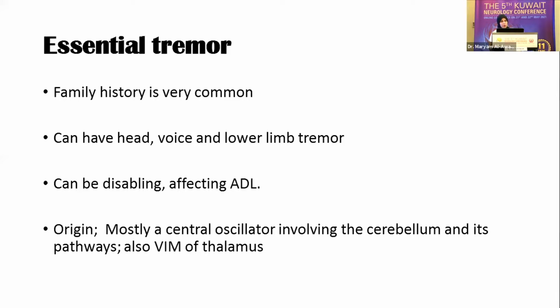Family history is very important. From the literature, we know that there must be hereditary factors involved in essential tremor, although there are many studies, the exact genetic factors have not been clarified yet. And those patients can have head, voice, and lower limb tremors as well. It can be very disabling for the patient. The origin of this tremor is mostly a central oscillator involving the cerebellum and its pathways. Also, there might be a role of the VIM nucleus of the thalamus.